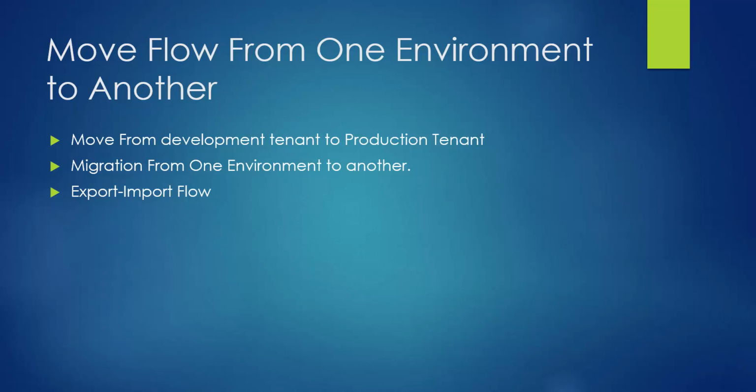To give an example of a few scenarios, if you have different tenants, for example, one tenant is for development and another tenant is production. Once the development is completed for your Power Automate flow, then instead of recreating that flow on the production environment, it is better to move your flow from the development environment to the production tenant.